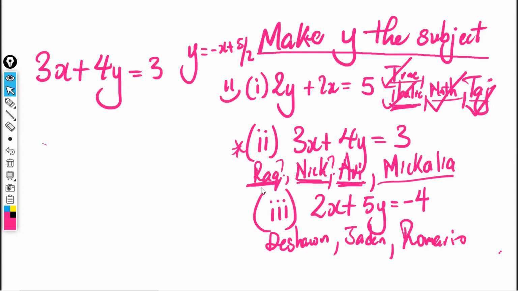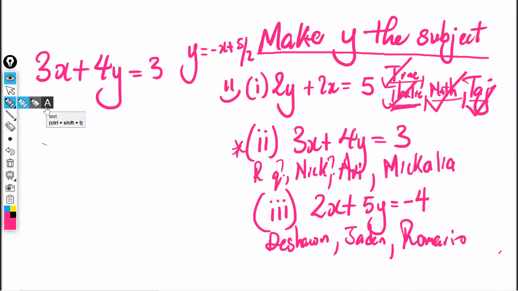Y is equal to -2. I don't know how you keep getting that, Raquan. Let's do it together. Ariana, I hope you're with me as well. Ariana, are you with me? I hope so. Nikolai, everything all right, man? Guys, I don't like talking to myself. Come on, guys. Michaela, are you with me?